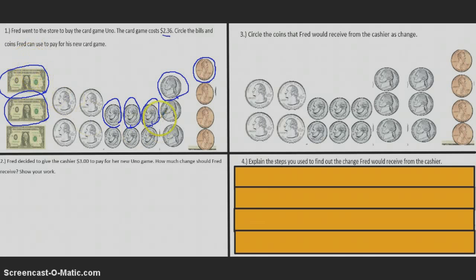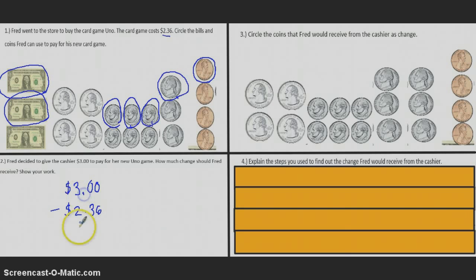I'm going to move on to the second part of the problem. It says Fred decided to give the cashier $3 to pay for the new Uno game. How much change should Fred receive? Show your work. I'm going to set up a subtraction problem that says $3 minus $2.36.